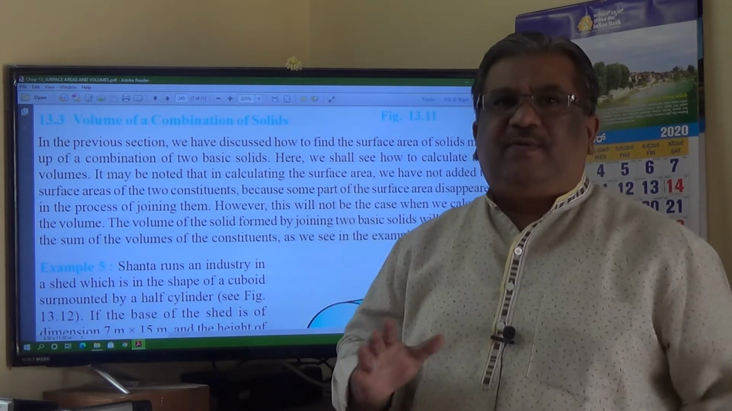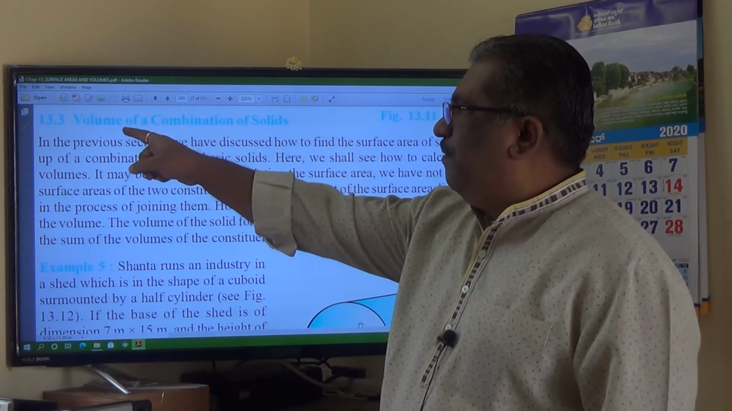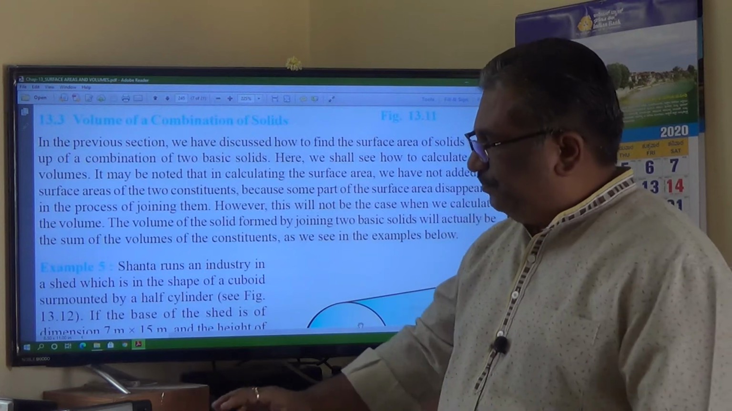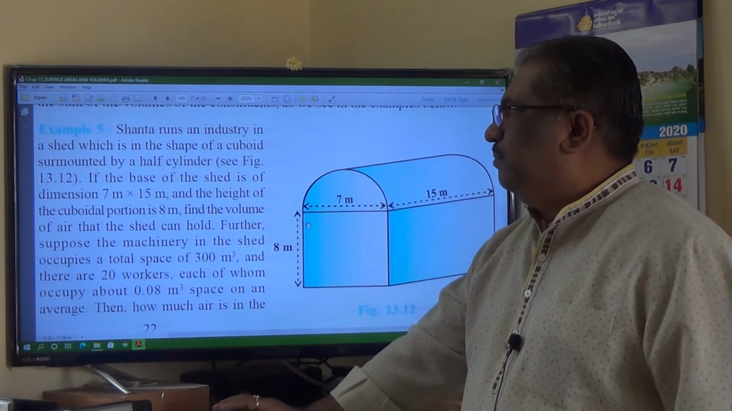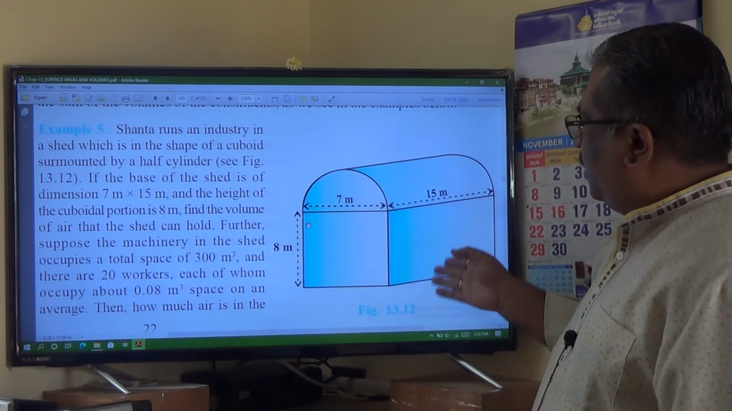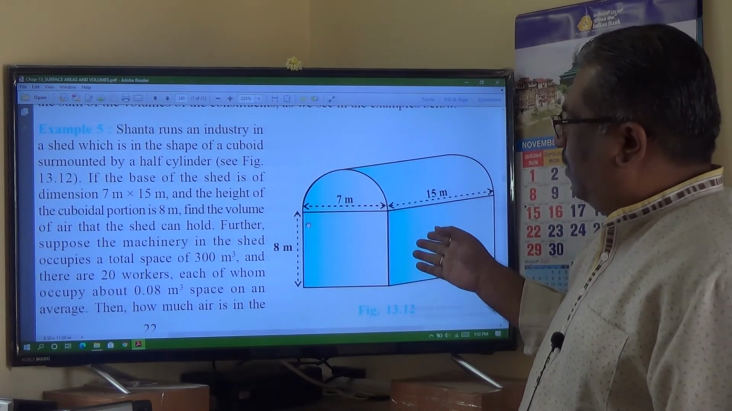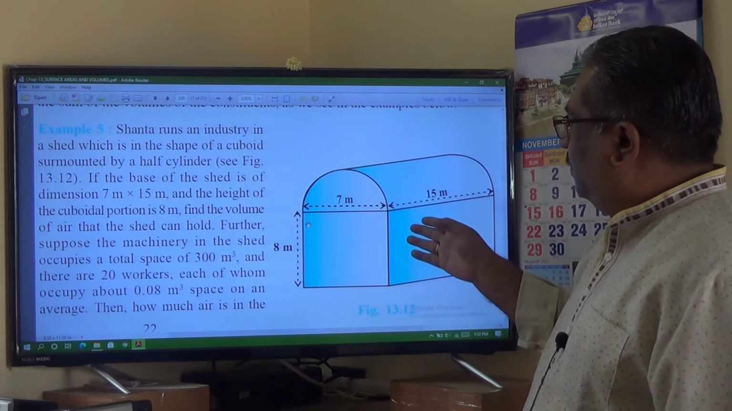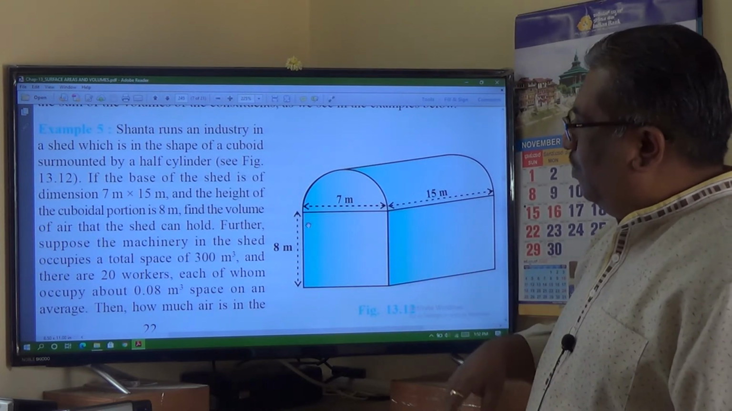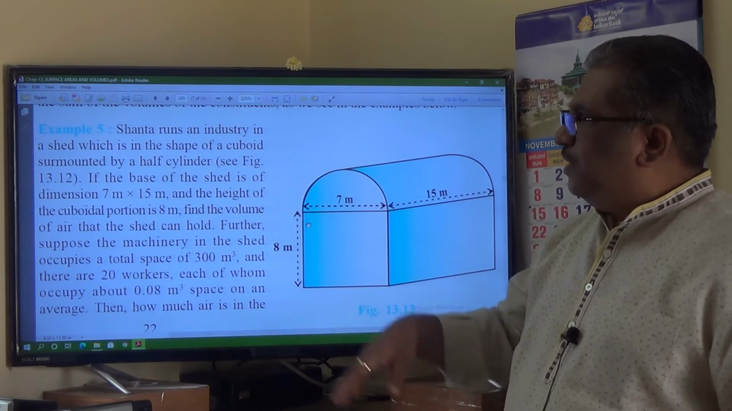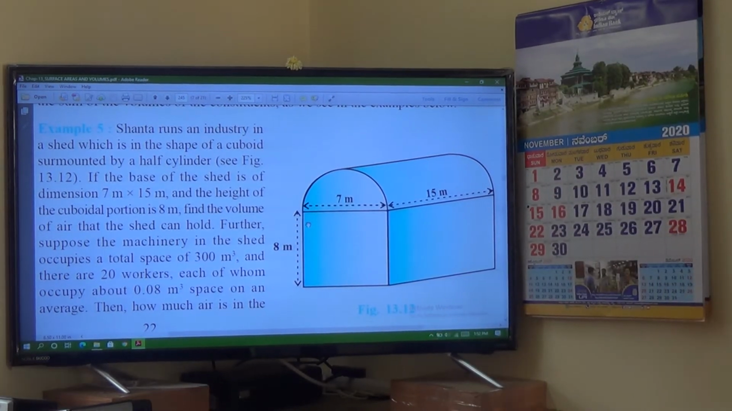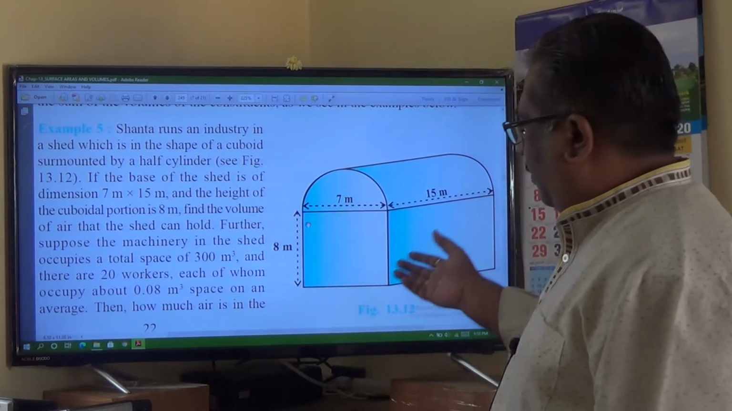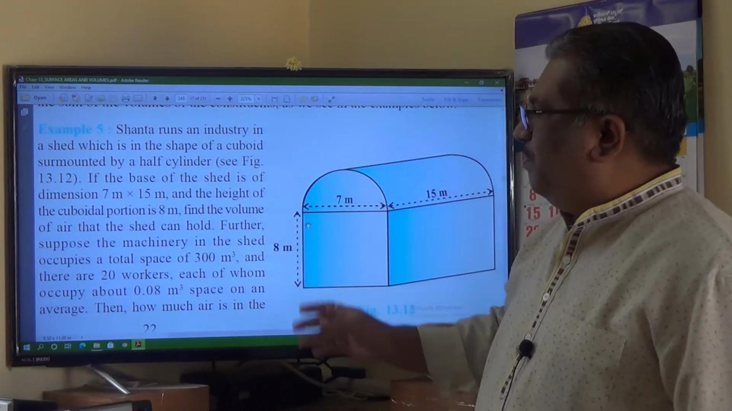So what is it that we are going to study? Volume of combination of solids. Here you can see example number 5. This is a shape given. Probably you may have to find out the required volume over here. Just make a note of this. Just read it yourself for 1 minute. Probably you must have gone through it, and it is simple, just see.